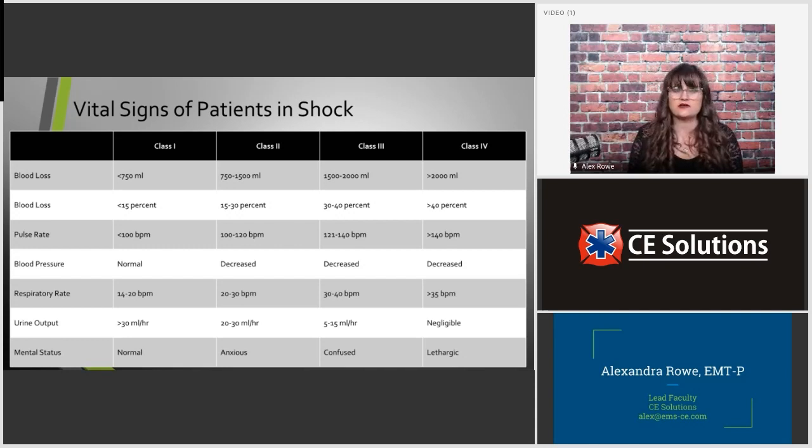Urine output's going to decrease because now, again, our body's going to shunt. It's going to shunt all of the fluid to our core and try not to lose any of the volume that we have left.